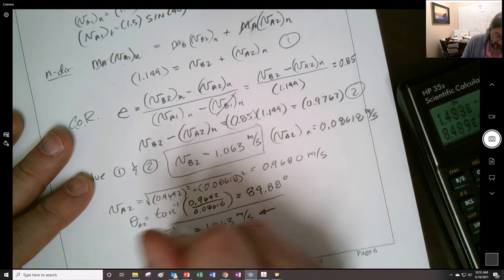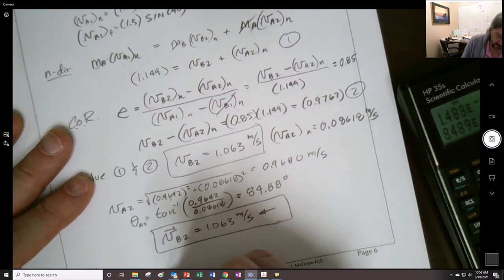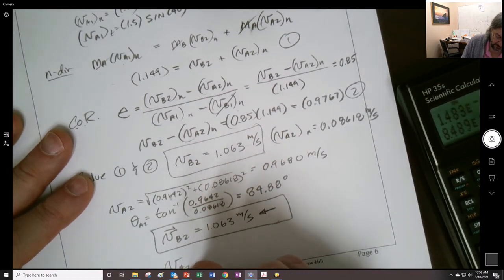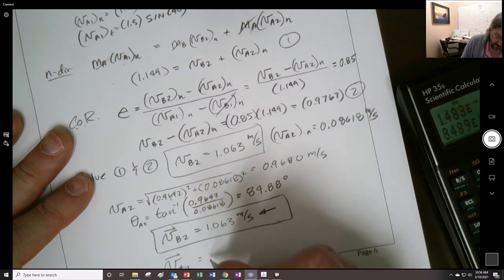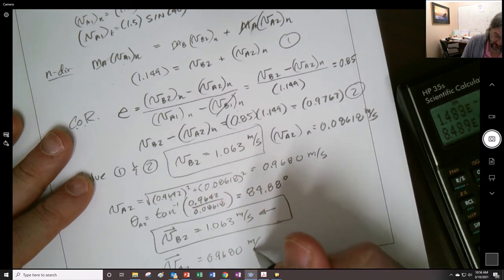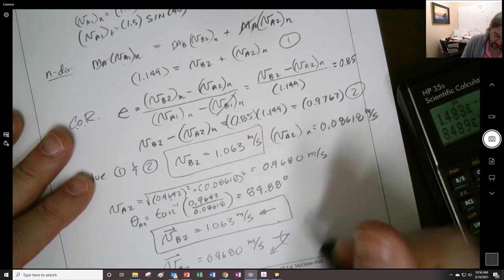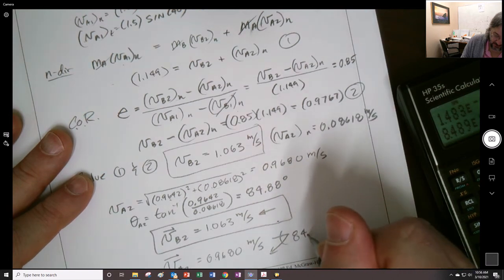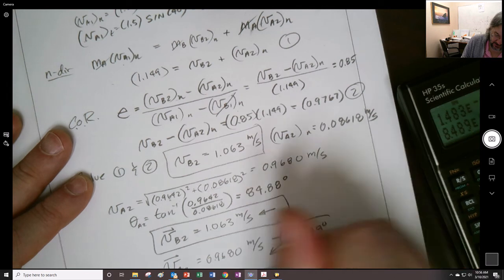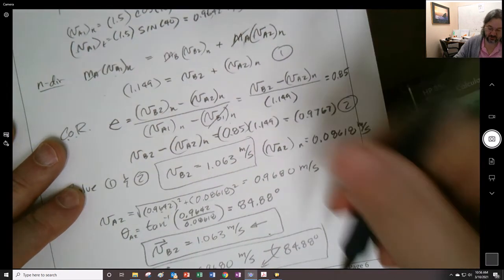So the answer for the velocity of VB2 is going to be 1.063 meters per second, and with the arrow that makes it a velocity. And then the VA2 is going to be 0.968 meters per second. It's coming down that way at an 84.88 degrees. So pretty much straight down.